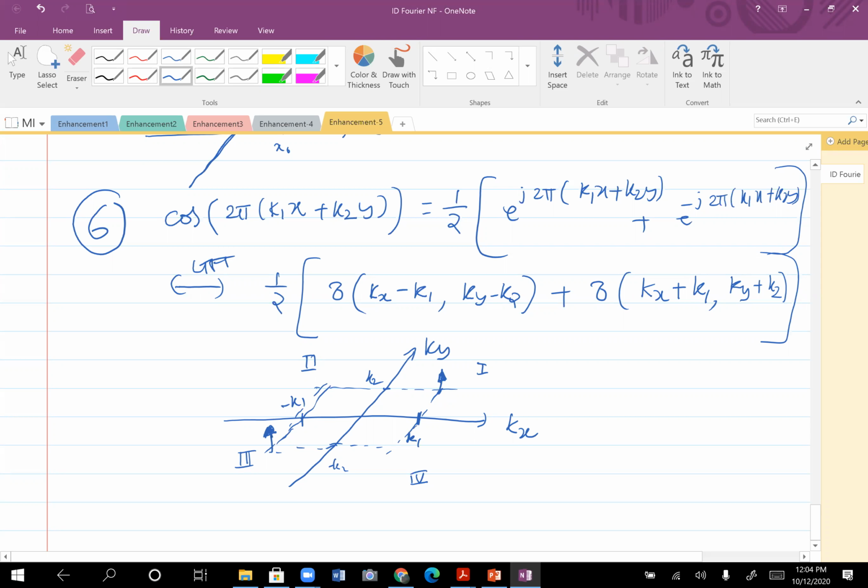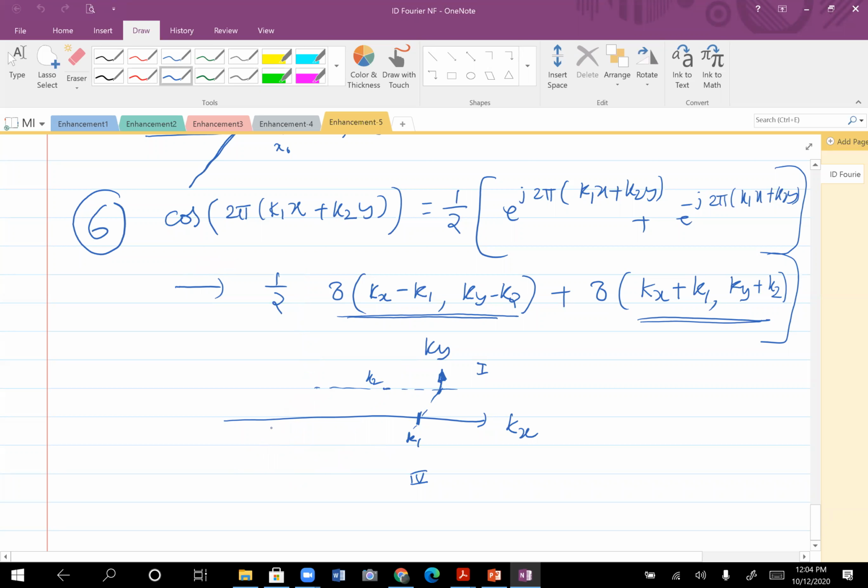Is everybody able to follow this? This one has a value at k1, k2, and this one has a value at minus k1, minus k2. This is one impulse here. Is it clear to everyone? Does anyone have a question?